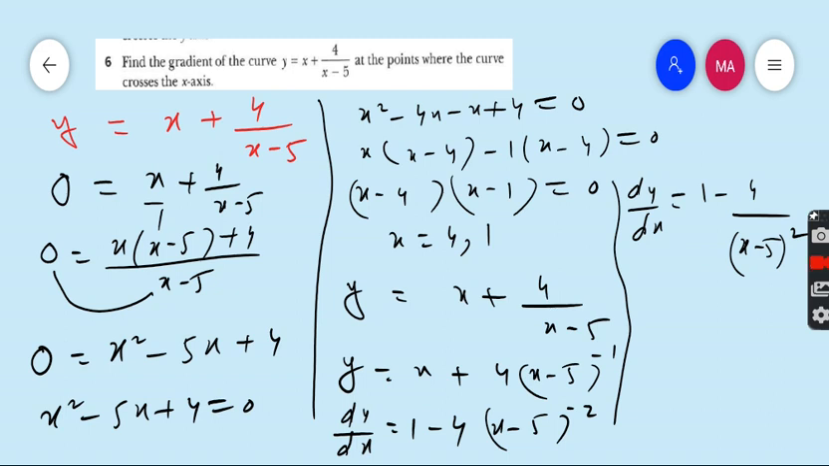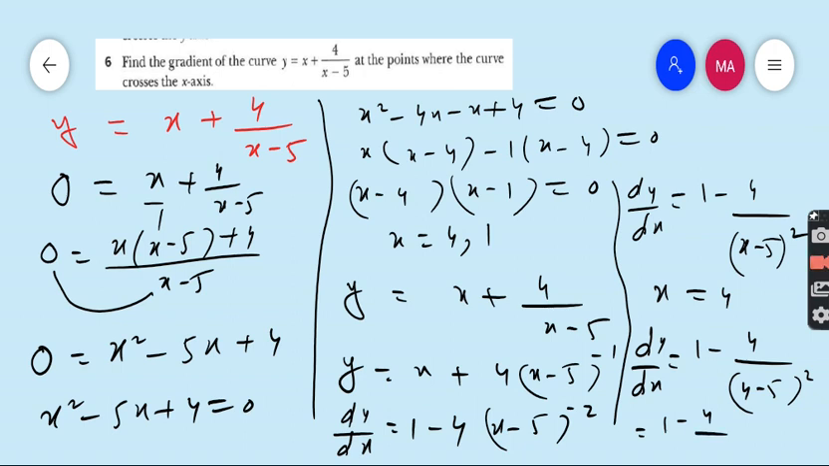Now we have to find the gradient one by one. First we put x equals 4. So dy by dx at x equals 4 is 1 minus 4 upon 4 minus 5 to the power 2. 4 minus 5 is minus 1, and minus 1 square is 1. So 1 minus 4 is minus 3. The first value is minus 3.